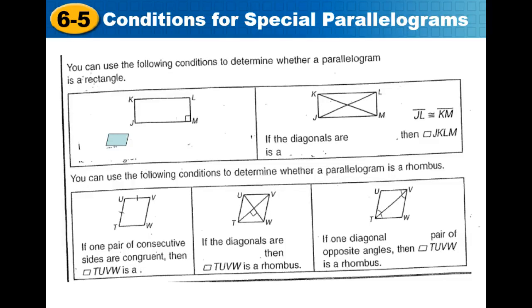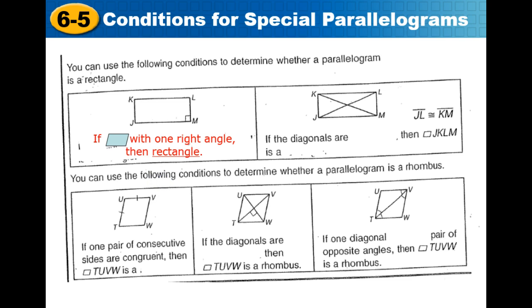These are still the special parallelograms. So we're still talking about rectangles, rhombuses, and squares. Now we're going to use some of our logic skills and our reasoning skills to figure out what shape we have. So we're going to start by understanding the two theorems that prove rectangle. There's two ways to prove rectangle. You should be filling in your notes page.